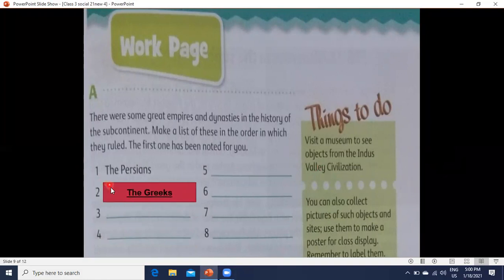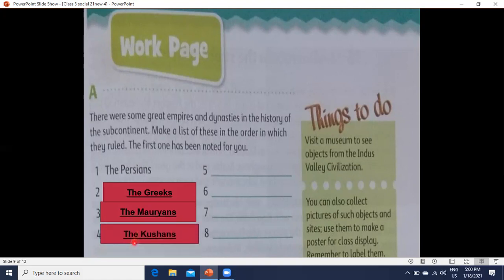After Persian, there were Greeks. After the Greeks, there were Mauryans. Then number four is the Kushans. The Kushan make their government or empire there in subcontinent at that time.